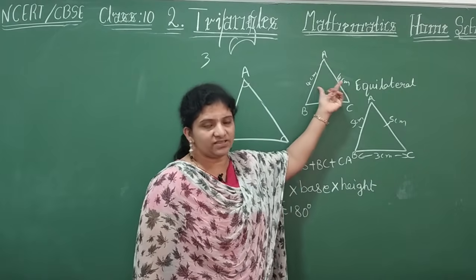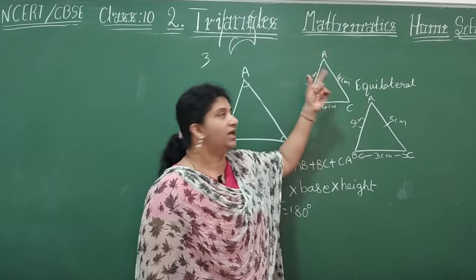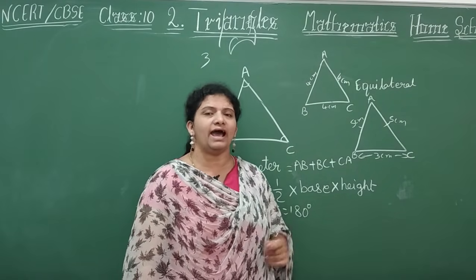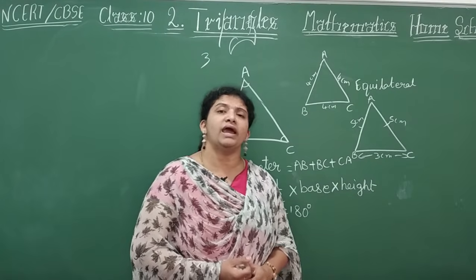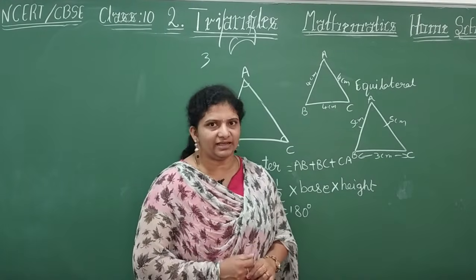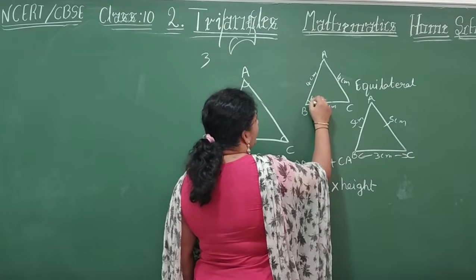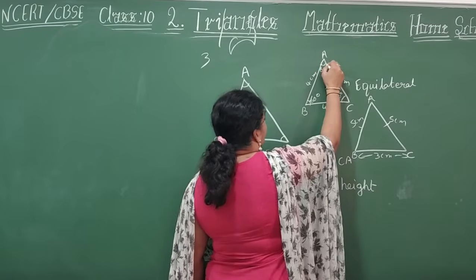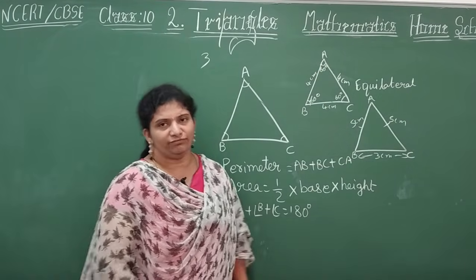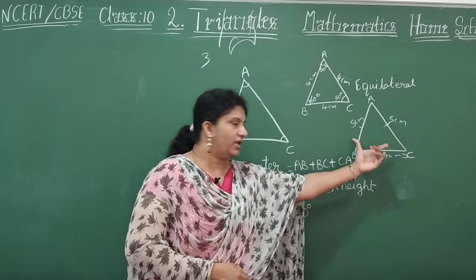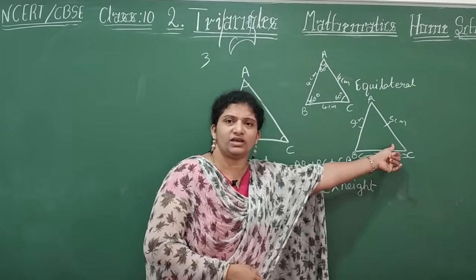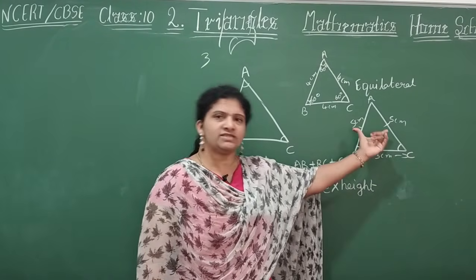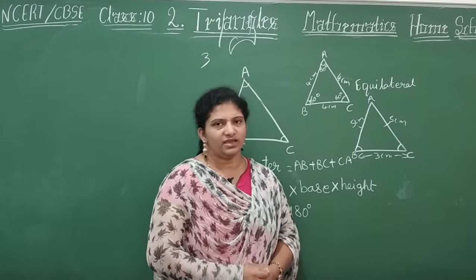Coming to angles, if we talk about equilateral, children, all sides are equal, all angles are equal, and they are acute. What do you mean by acute? Less than 90 degrees. So here in equilateral triangle, all angles are 60 degrees. But whereas in isosceles, it differs. Two sides are equal, then opposite angles. Angle B is equal to angle C. See, always, children, you remember, if two sides are equal, opposite angles are equal.